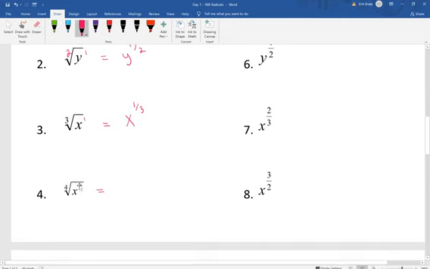Here we have a power on the inside. We have x to the 5th. Our index is 4, the number on the outside. So I'm going to have x to the 5 over 4.